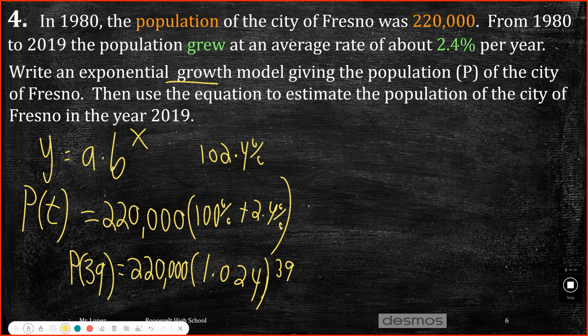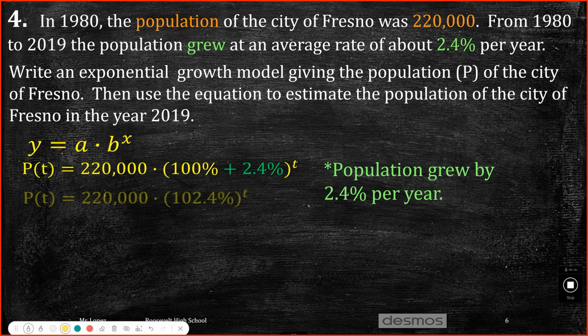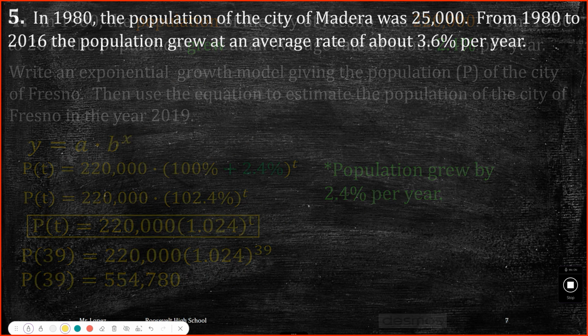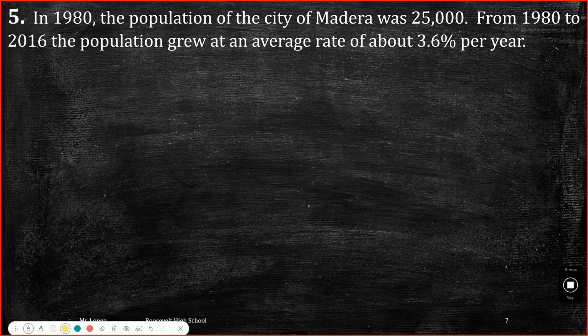So we're going to get a calculator. 1.024 to the power of 39 times 220,000. And what are we getting? What are we getting? About 554,000 something. All right, so there's the formula. You plug it in, 554,780. That's enough. We're not doing that.